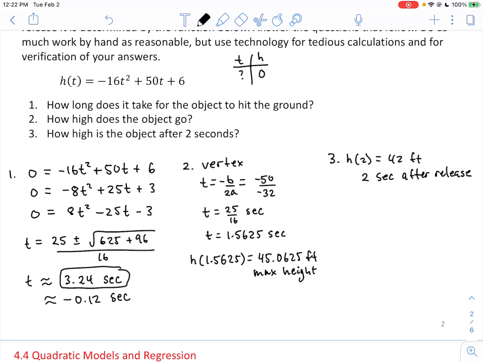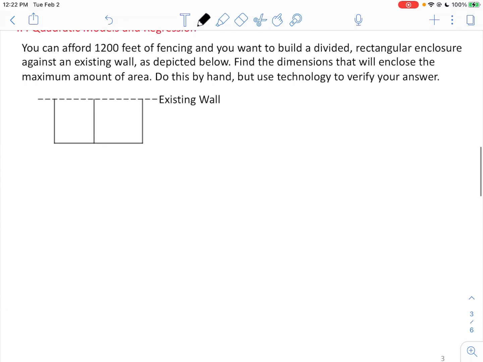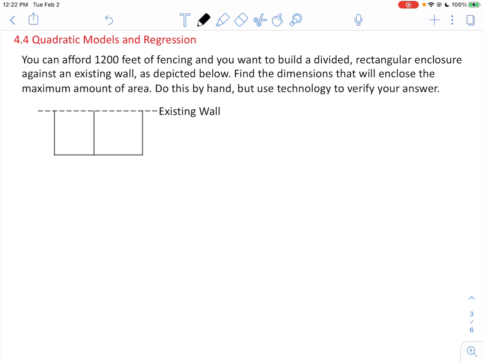Okay, now let's move on to the next slide. You can afford 1,200 feet of fencing and you want to build a divided rectangular enclosure against an existing wall as depicted below. Find the dimensions that will enclose the maximum amount of area. Do this by hand, but use technology to verify your answer.